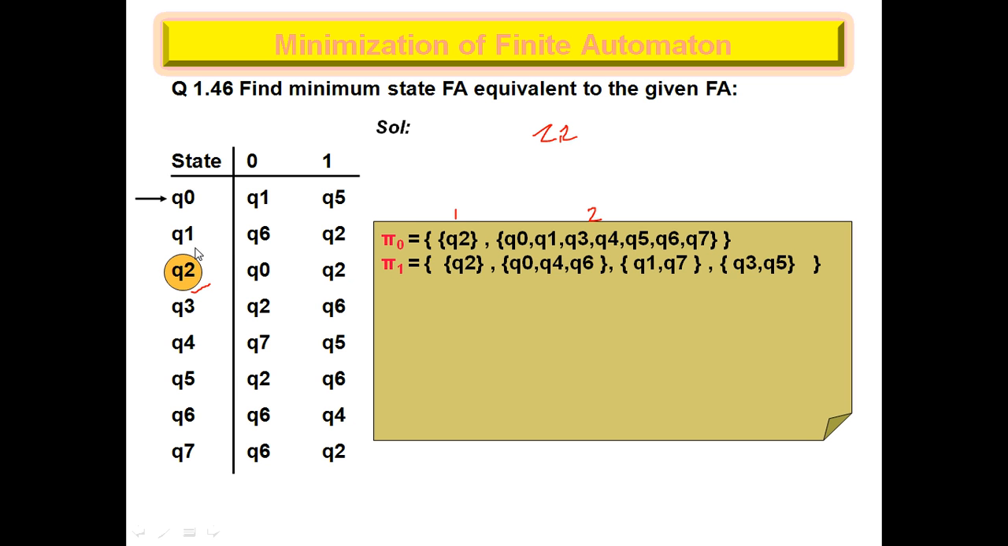For Q1 we have Q6 and Q2. Find them again: that gives 2, 1. We need not look at Q2, since it is already separated. For Q3 we have Q2 and Q6, that is 1, 2, since Q2 belongs to 1 and Q6 belongs to 2. Then Q4 goes to Q7 and Q5, so that is 2, 2 again.